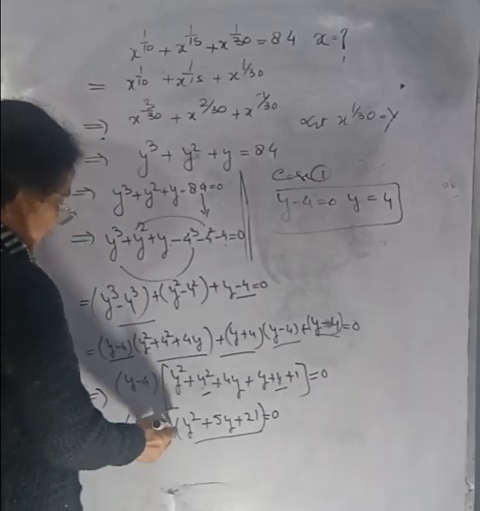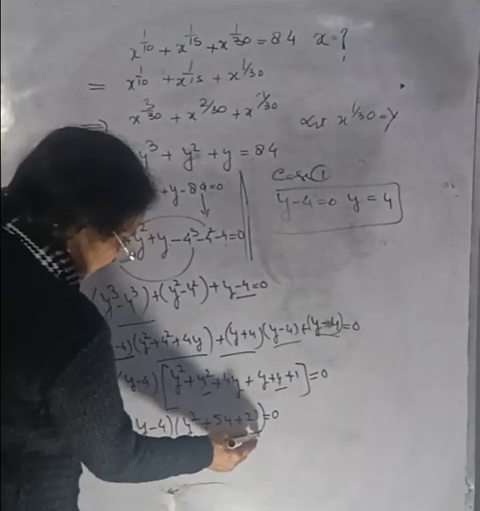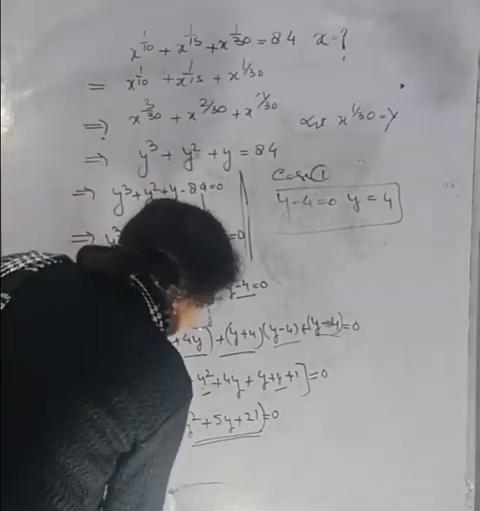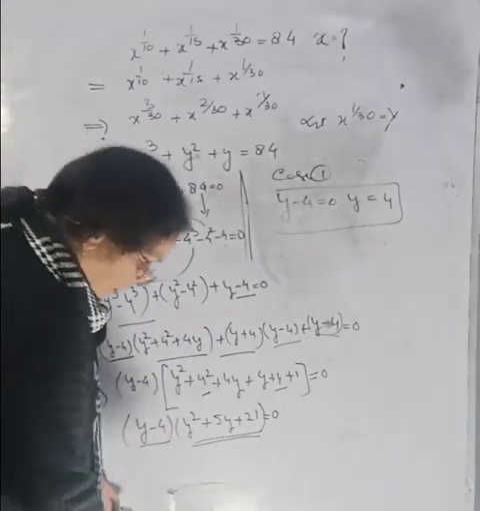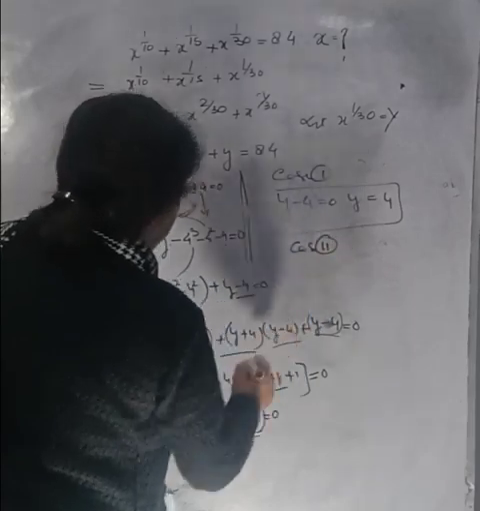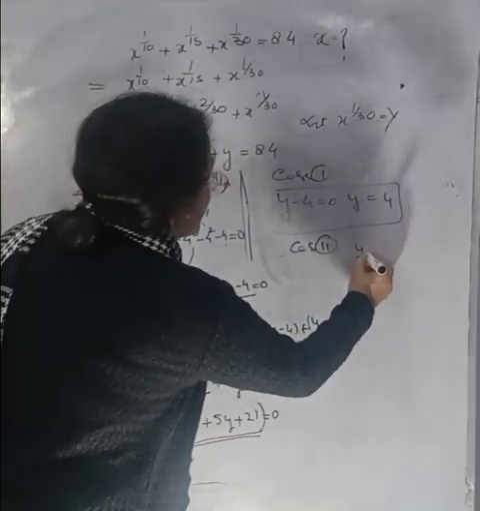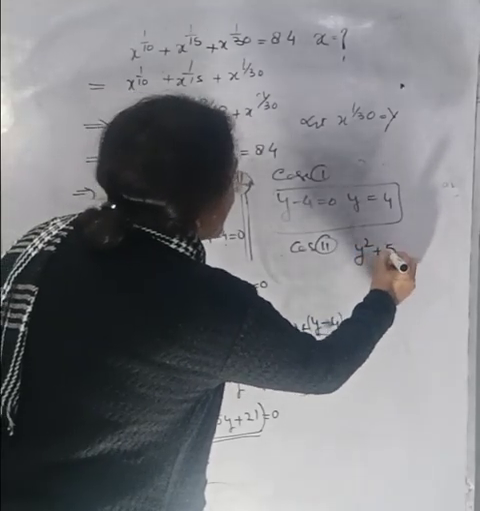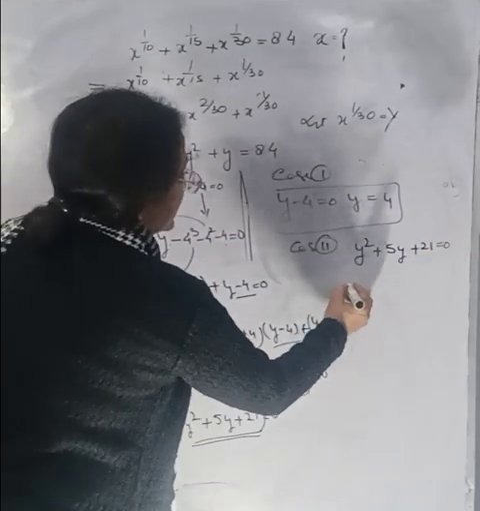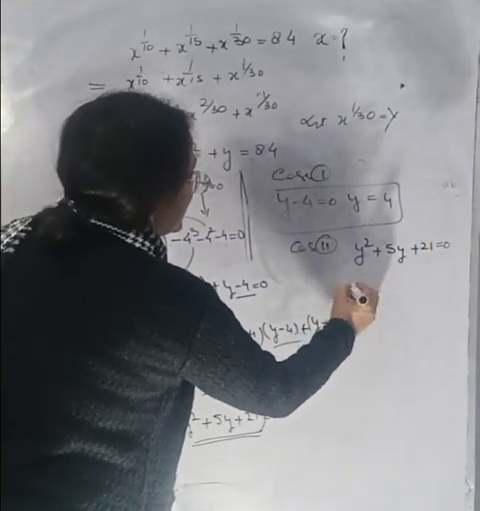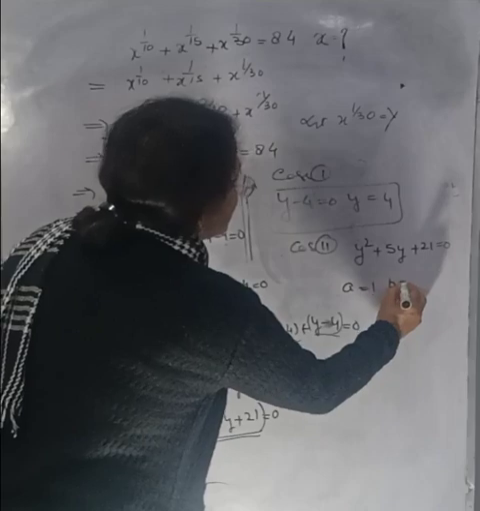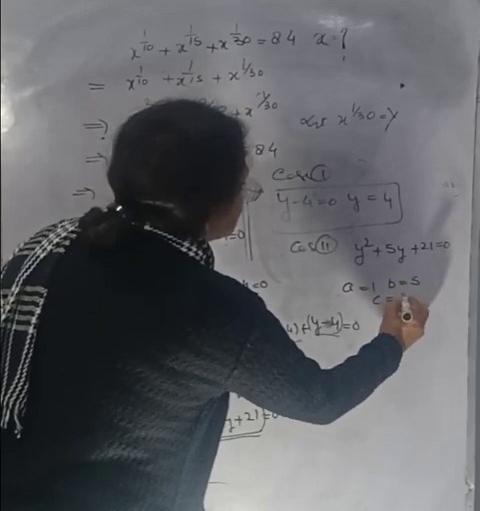The second solution is this one. This is a quadratic equation in terms of y, so the value of y can be obtained by using the quadratic formula. Second case: y square plus 5y plus 21 is equal to 0, in which we apply the formula with minus b. Here a is equal to 1, b is equal to 5, and c is equal to 21.